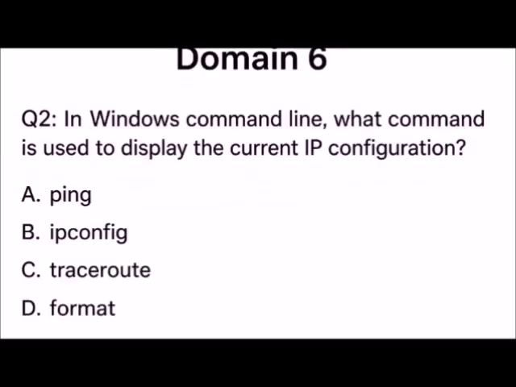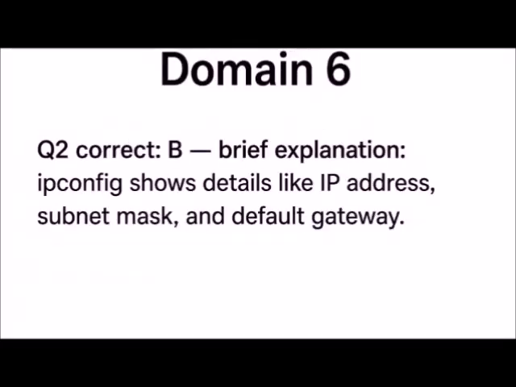Question 2. In Windows command line, what command is used to display the current IP configuration? A. Ping. B. ipconfig. C. Traceroute. D. Format. Correct answer: B. ipconfig. Explanation: ipconfig shows details like IP address, subnet mask, and default gateway.